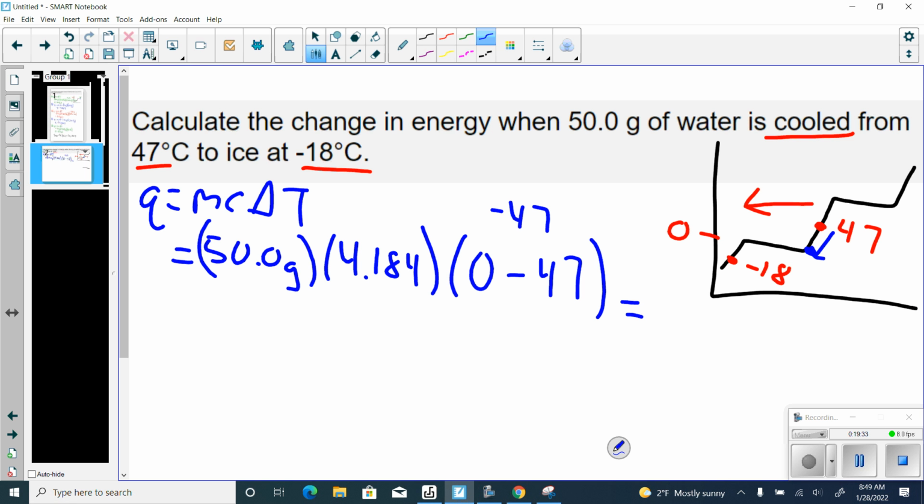Negative 9,830 is what I have here. Now, does yours have 47.0 on your sheet? Oh, there's 47. So really, I should be going negative 9,800, shouldn't I?